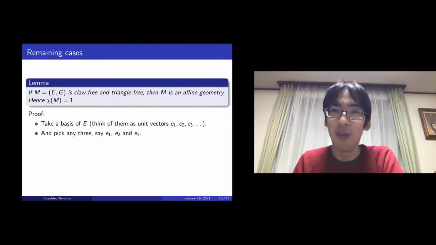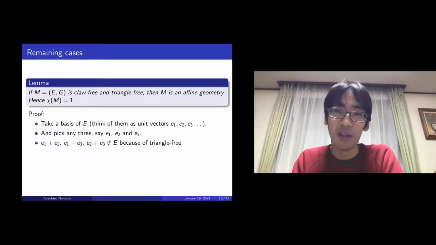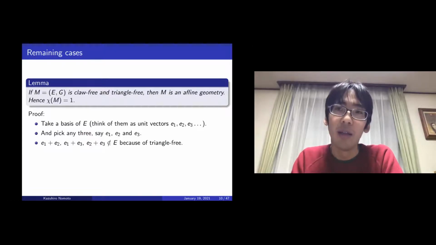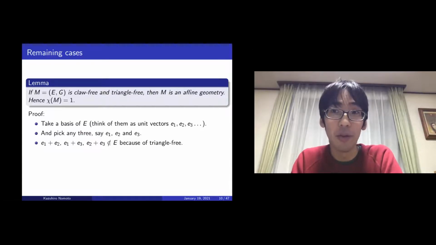If I pick any 3 of them, E1, E2, E3, then I can simply use triangle freeness to say that all these 3 points are non-elements, because otherwise you get a triangle. So for example, E1, E2, and E1 plus E2 would be a triangle if E1 and E2 were elements of E. That will give you a contradiction to triangle freeness. And by symmetry, you can say that the other 2 points are non-elements.